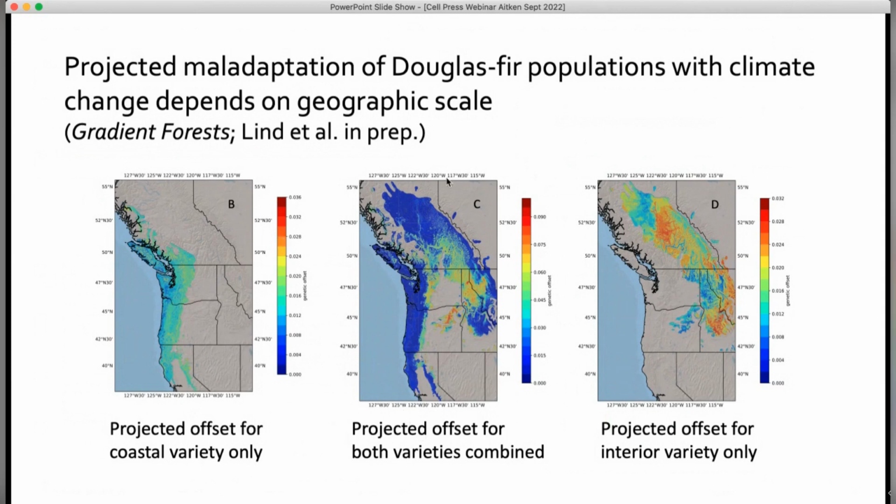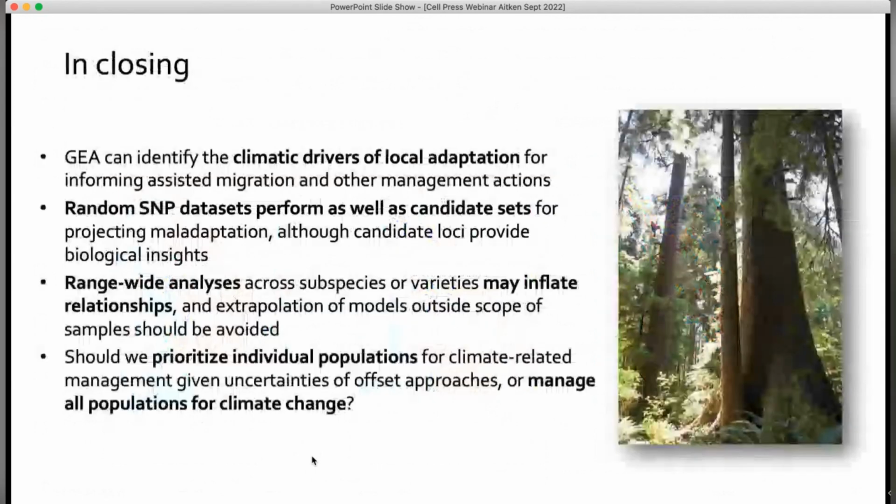And if we compare the map for both varieties with the map for the interior variety, and we zoom in, for example, on this area, we see that the model for both varieties combined is projecting high maladaptation for these populations in the interior Pacific Northwest. But the model for the interior variety is actually projecting low maladaptation for the same populations. So we still have to work out some things about how these models work and what the appropriate scope is for analysis. But these methods are very much under development by many people right now and under validation, and we're learning more all the time.